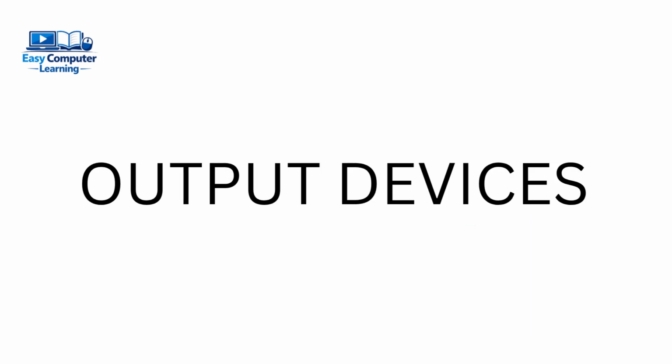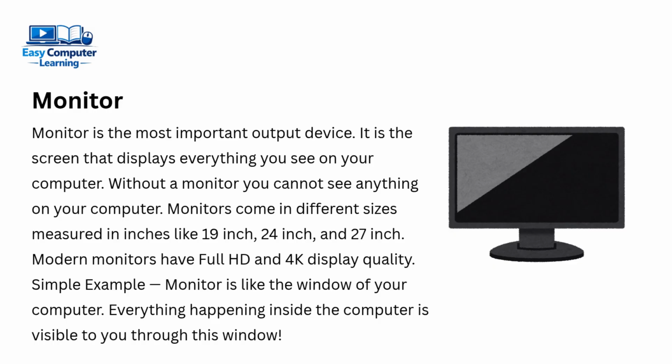Output devices. Monitor. The monitor is the most important output device. It is the screen that displays everything you see on your computer. Without a monitor, you cannot see anything on your computer. Monitors come in different sizes, measured in inches like 19-inch, 24-inch, and 27-inch. Modern monitors have full HD and 4K display quality. Simple example. The monitor is like the window of your computer. Everything happening inside the computer is visible to you through this window.